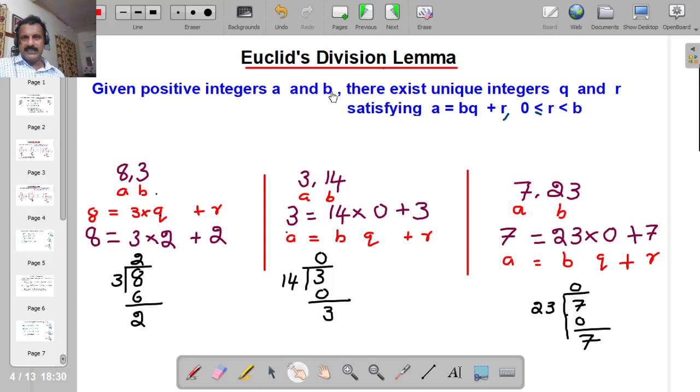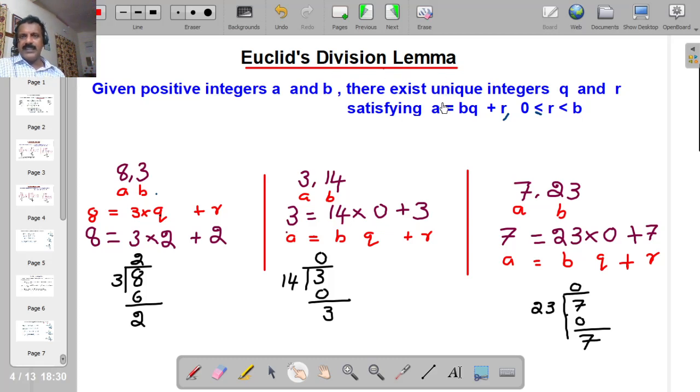Given positive integers a and b, there exist unique integers q and r satisfying the equality a is equal to b times q plus r, with the restriction that r is an integer which can vary from 0 to b minus 1. Intuitively, we feel that this lemma, this Euclid's division lemma, is correct.